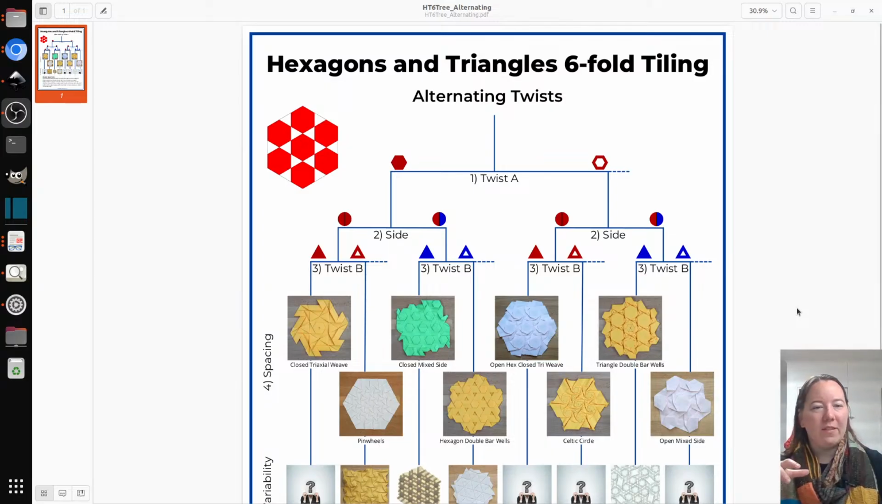I just wanted to introduce this idea because when you have a tiling, so this is the hexagons and triangles 6-fold tiling, the structure is that you have 6 triangles around every hexagon, 3 hexagons around every triangle. That leads to this alternation that's possible. So if you do choose to alternate twists, then it comes down to, okay, what are you using for the hexagon? And what are you using for the triangle? And are those on the same side of the paper or not?